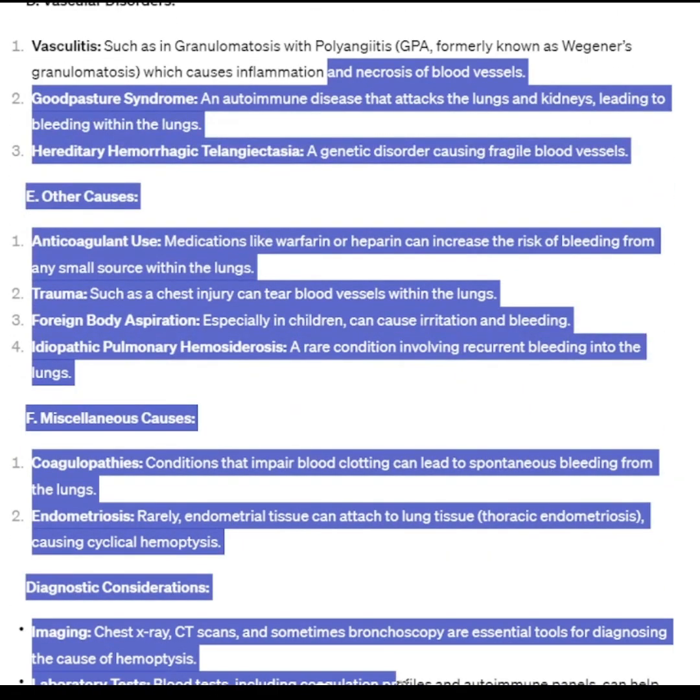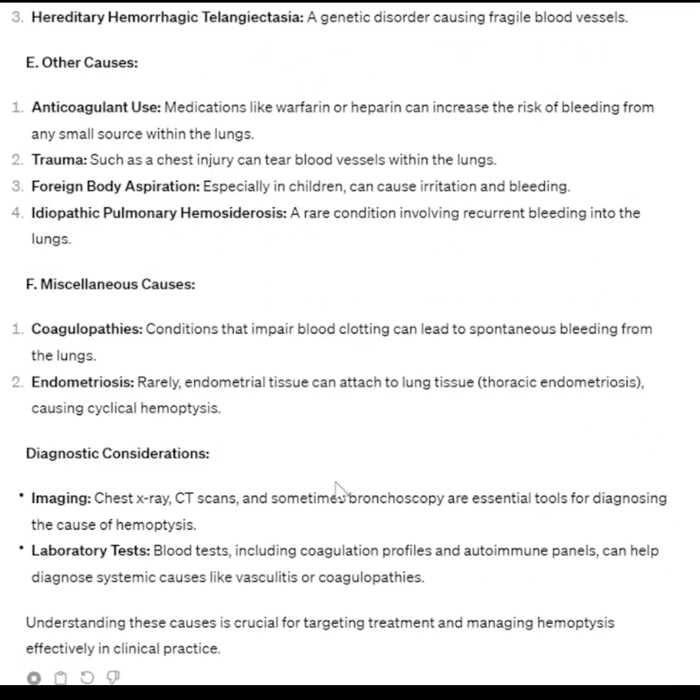F. Miscellaneous causes. 1. Coagulopathies, conditions that impair blood clotting, can lead to spontaneous bleeding from the lungs. 2. Endometriosis. Rarely, endometrial tissue can attach to lung tissue, thoracic endometriosis, causing cyclical hemoptysis. Diagnostic considerations. Imaging. Chest X-ray, CT scans, and sometimes bronchoscopy are essential tools for diagnosing the cause of hemoptysis. Laboratory tests. Blood tests, including coagulation profiles and autoimmune panels, can help diagnose systemic causes like vasculitis or coagulopathies. Understanding these causes is crucial for targeting treatment and managing hemoptysis effectively in clinical practice.